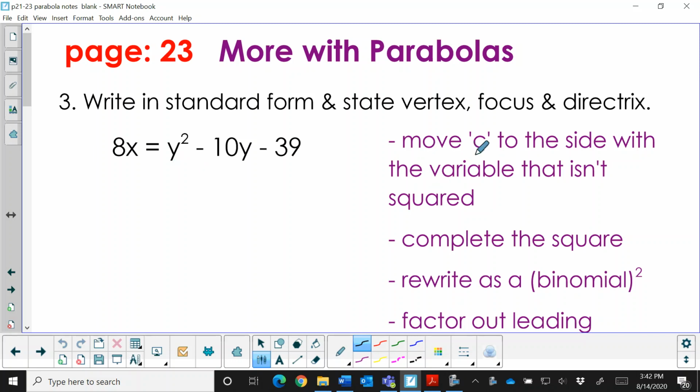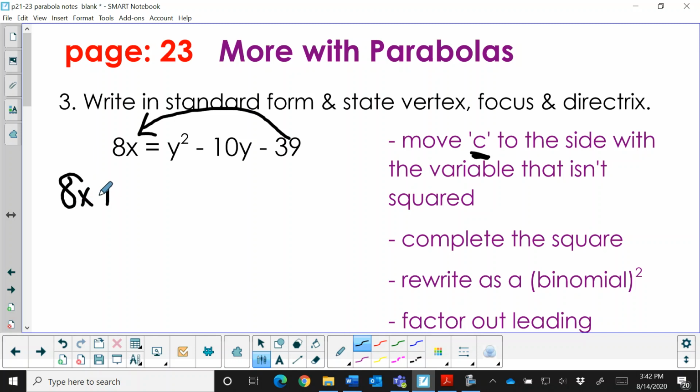And you're going to move the c, which is our constant, to the other side, the side that has a variable that's not squared. So we're going to take this 39 and move it over to the non-squared side, which is the side that has the variable x. So that's our first step. Now we're going to go to step 2. So that's done. Complete the square.